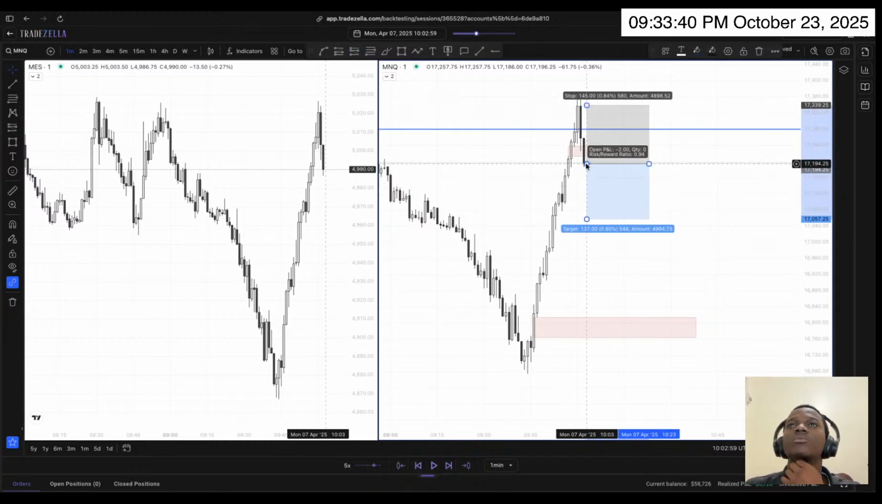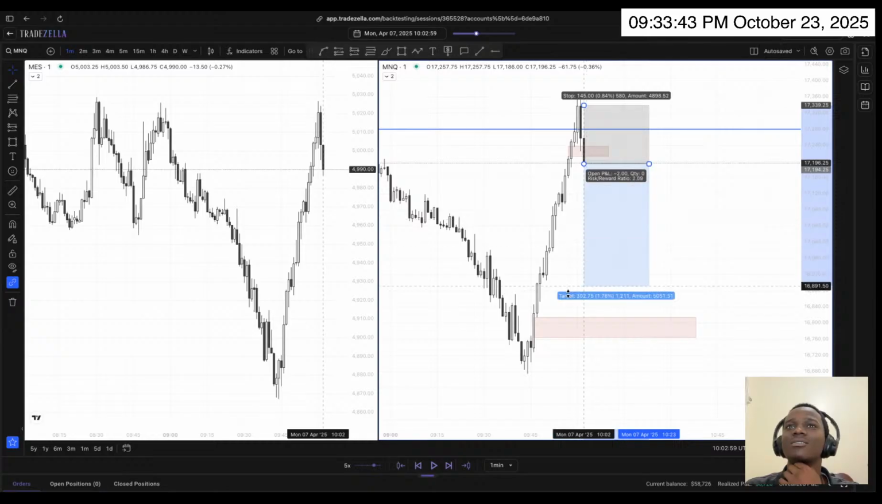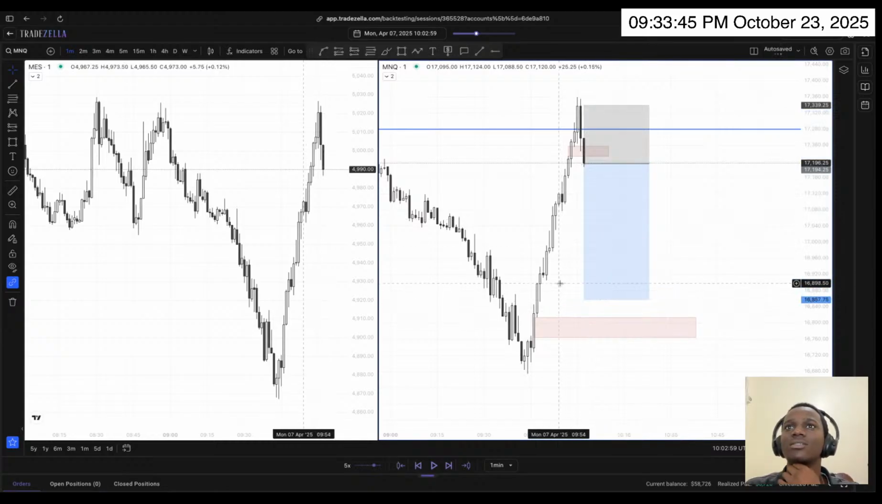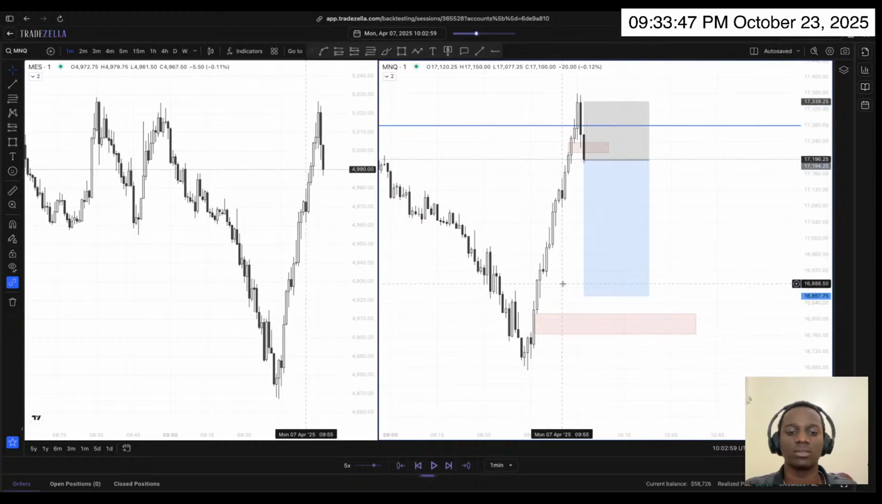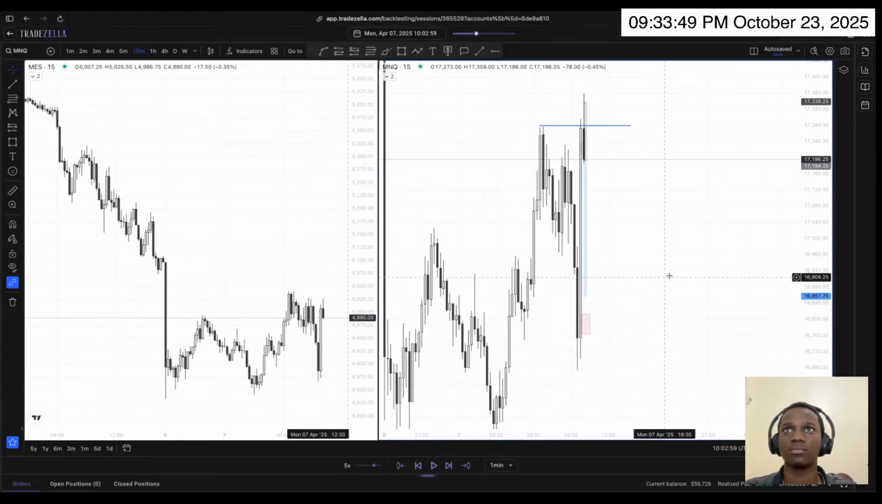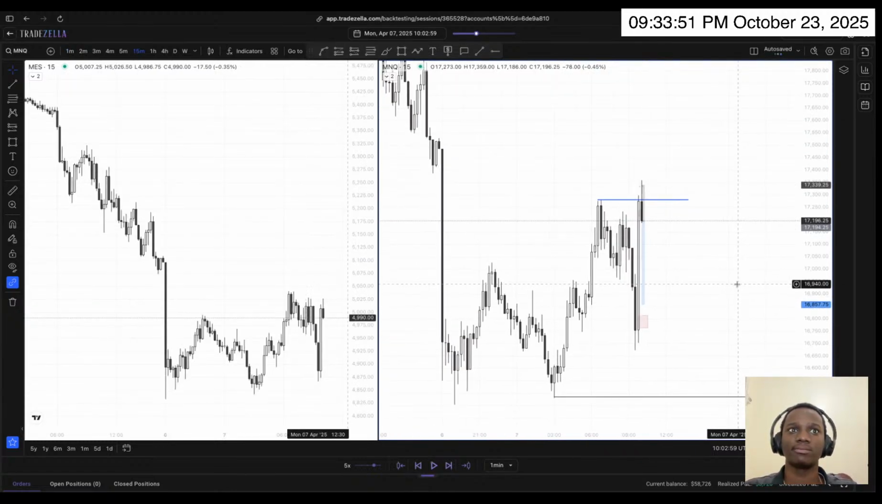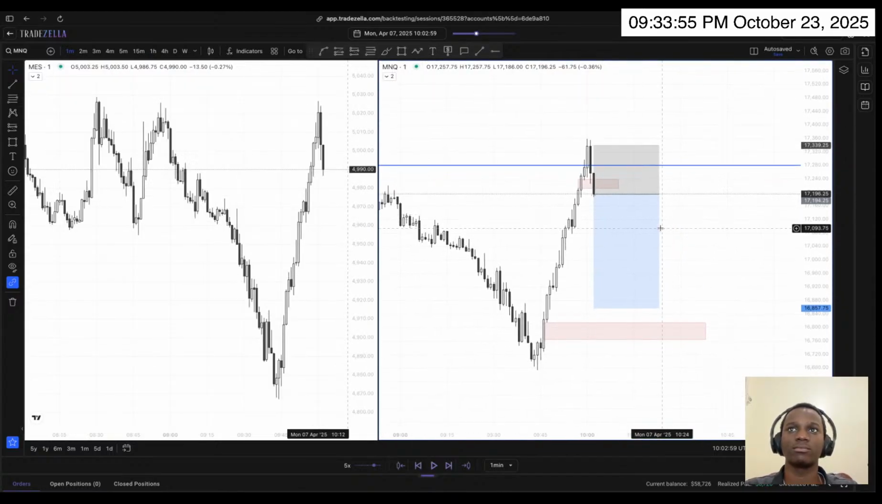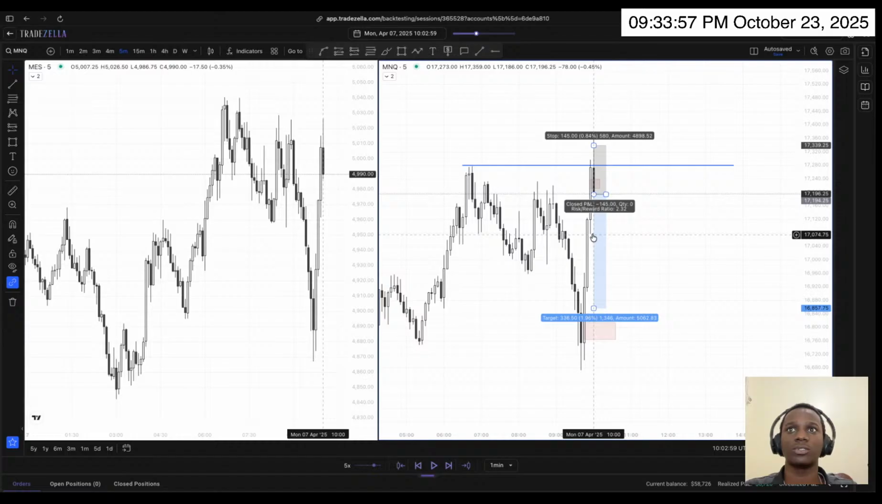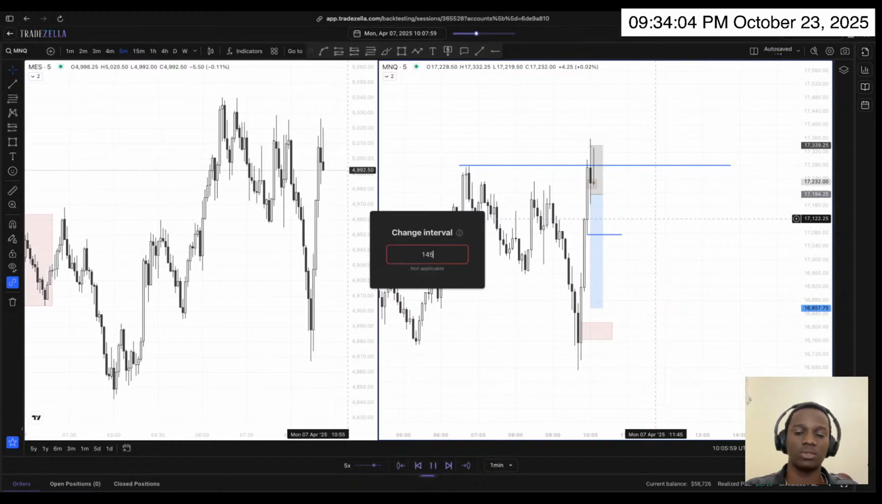Okay, very big stop by the way. 100 handles. Okay, so this is where I'm going to break even, this 5 minute low here. So 145 times 2.